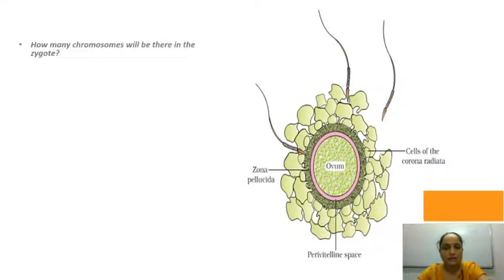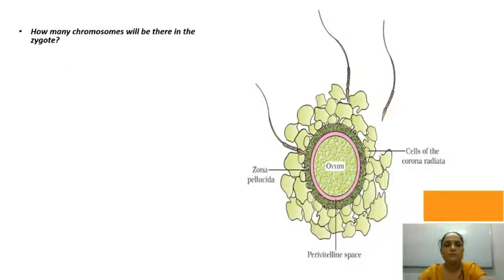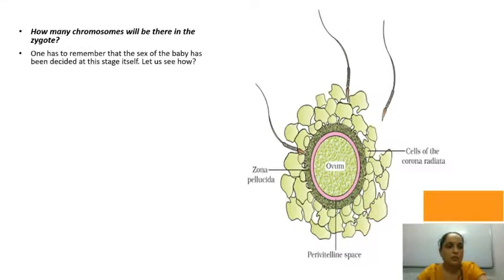Next, how many chromosomes will be there in the zygote? The ovum has 23 and the sperm also has 23, so ultimately the product will be 46. One has to remember that the sex of the baby is decided at this stage itself. Actually, the sperm must be carrying either X or Y.